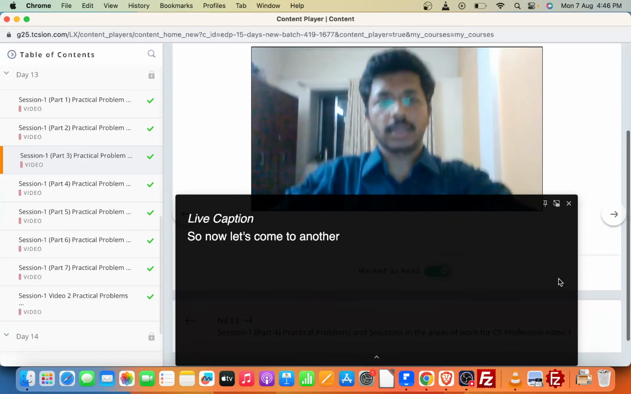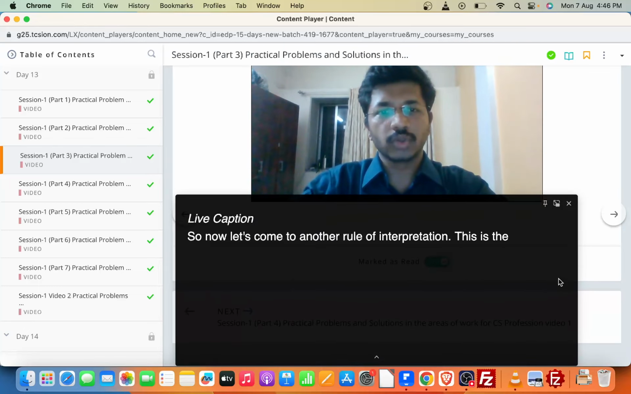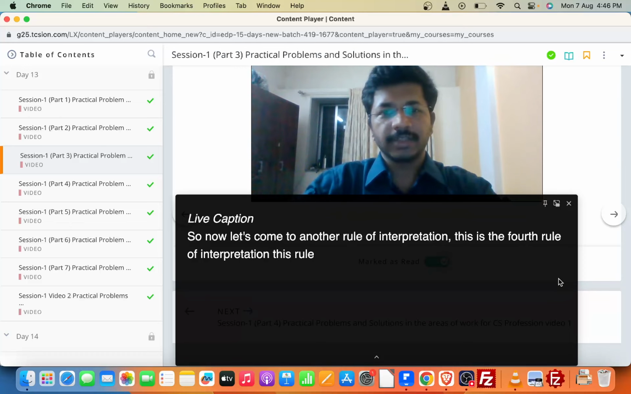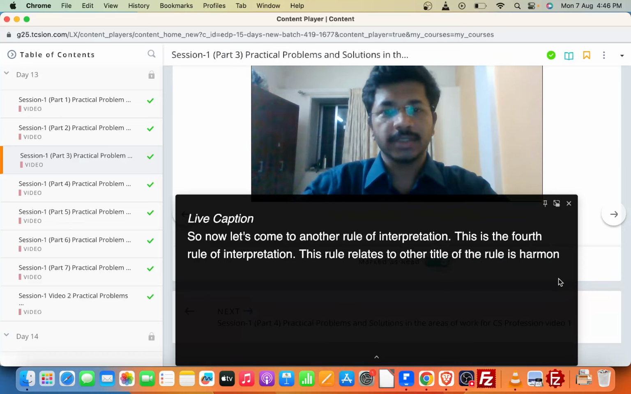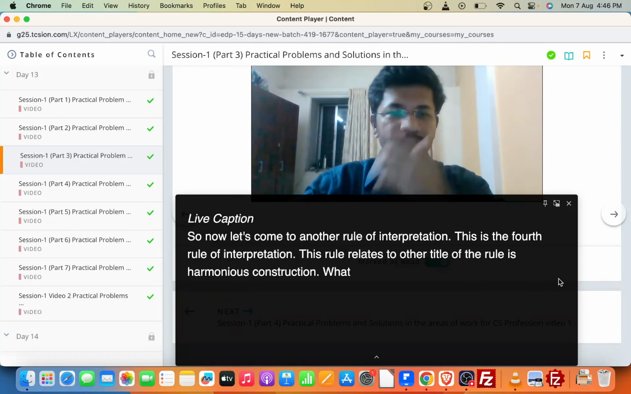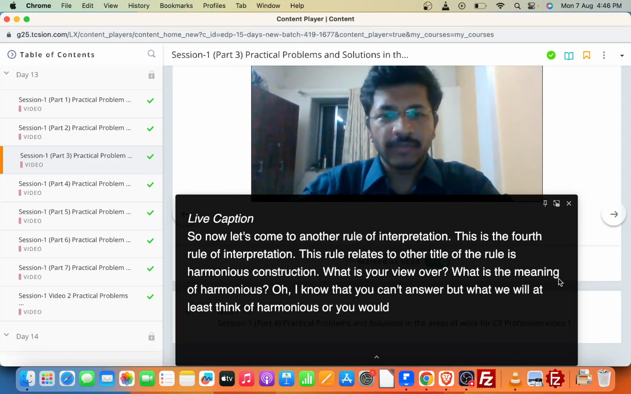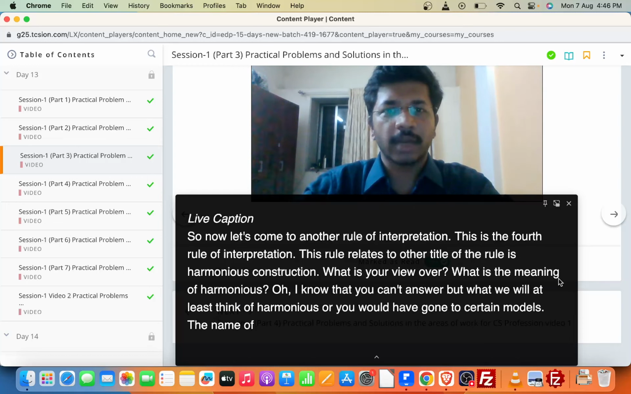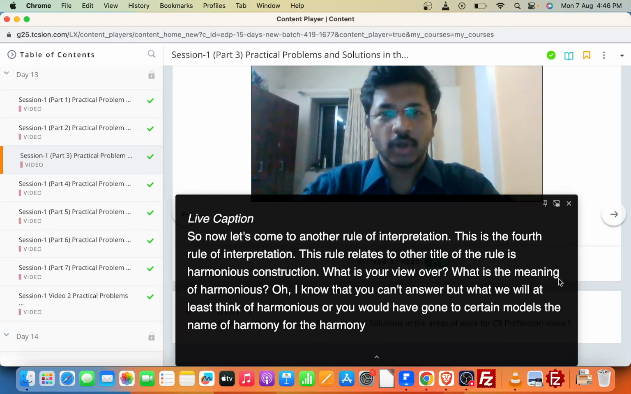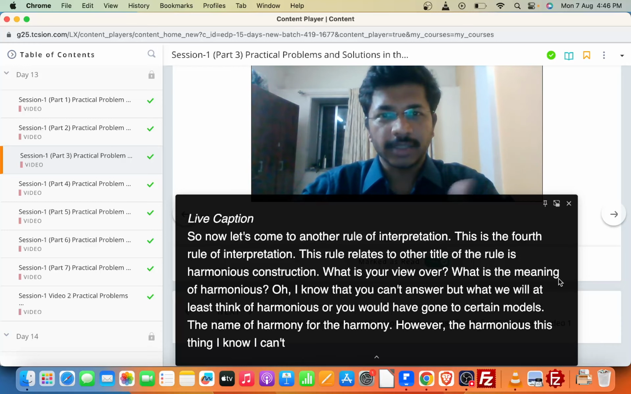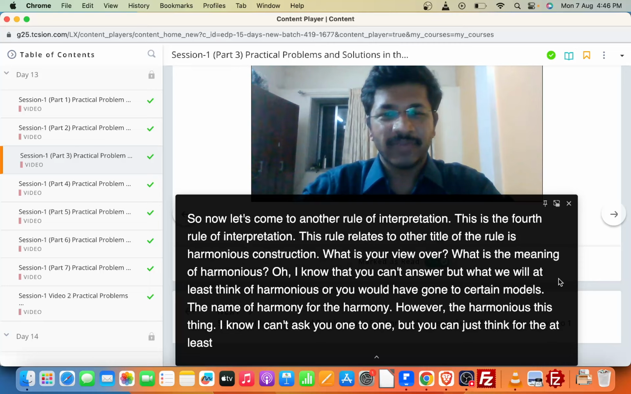So now let's come to another rule of interpretation. This is the fourth rule of interpretation. The title of the rule is harmonious construction. Now what is your view about the meaning of harmonious? Now I know that you can't answer, but you can at least think of harmonious, or you would have gone to a hotel whose name is Harmony. So what is harmony or what is harmonious? Just think. I know I can't ask you one to one, but you can just think for at least 5-10 seconds of what harmony means.